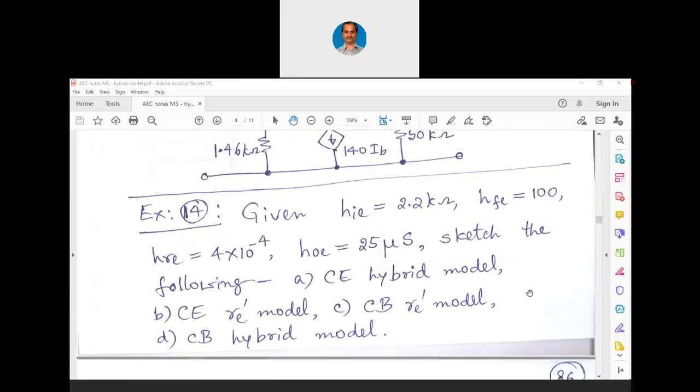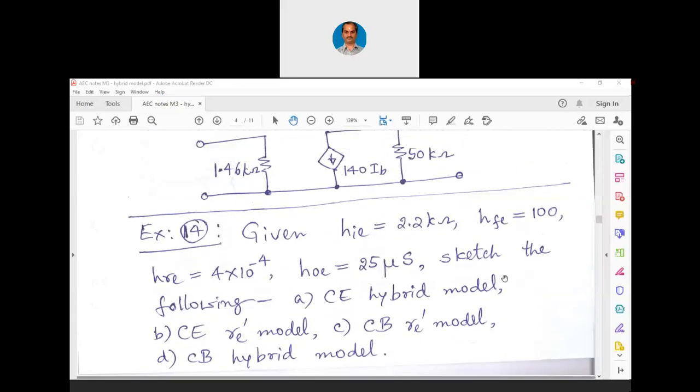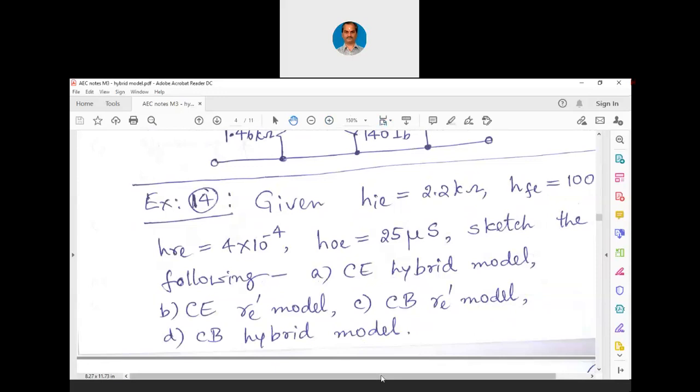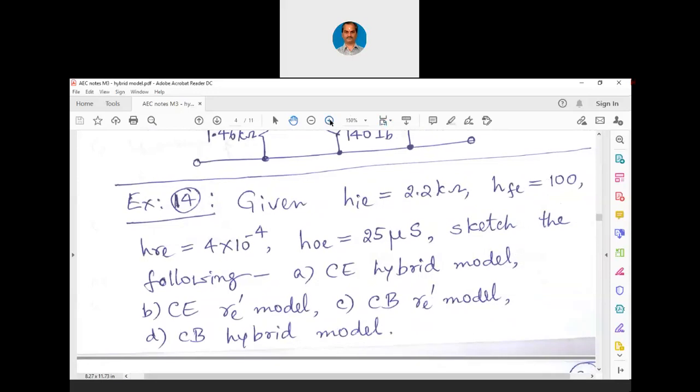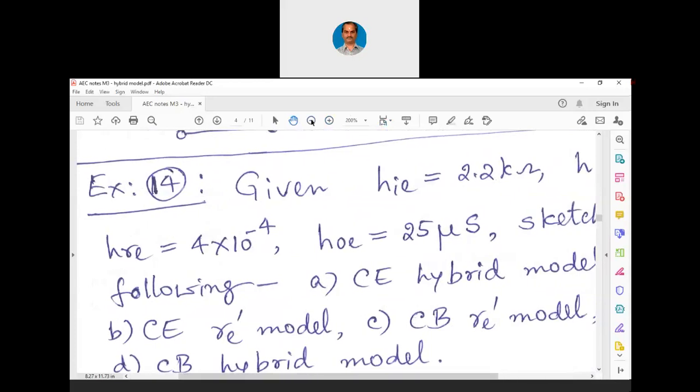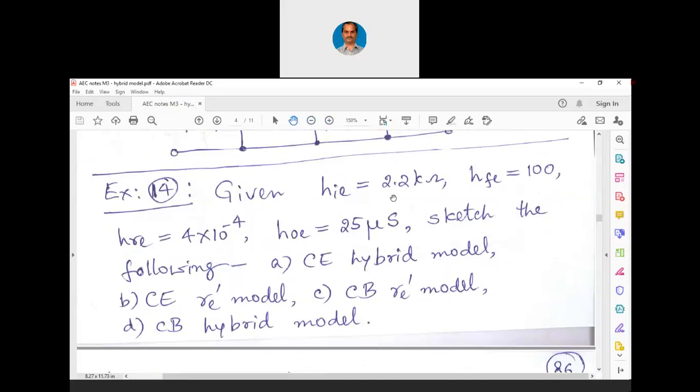So now let me see. I am giving you one more exercise now. I want you people only to quickly solve this exercise. Given HIE equals 2.2 kilo ohms, HFE equals 100, HRE is given here 4 into 10 power minus 4. Of course, you can ignore this also, or if you want to use it, you can use this also. 4 into 10 power minus 4 is actually negligible.